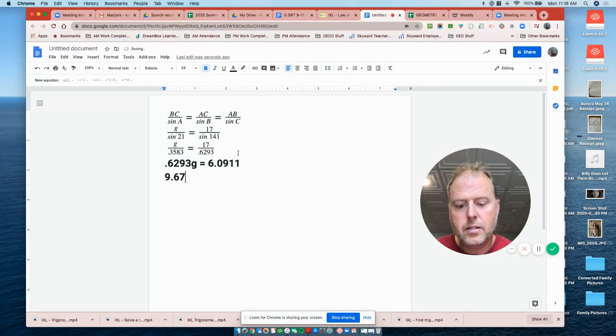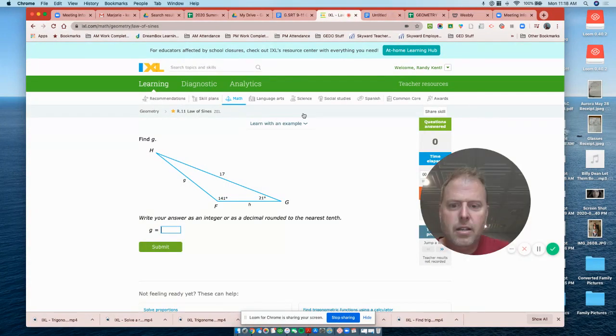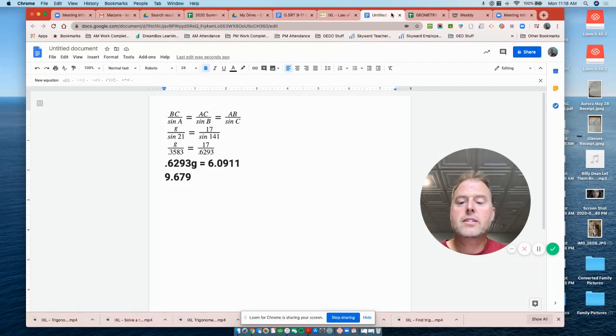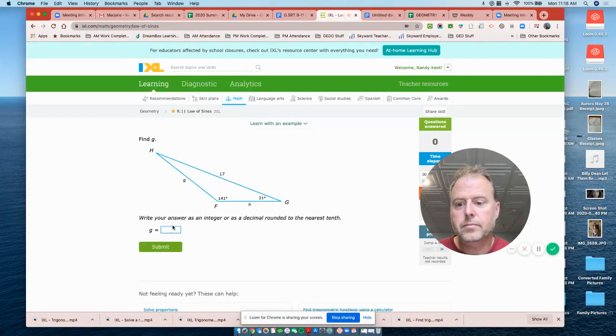Now, what are they asking for? The nearest tenth. So that would end up being 9.7, because the number next to the 6 is 5 or bigger. So 9.7.